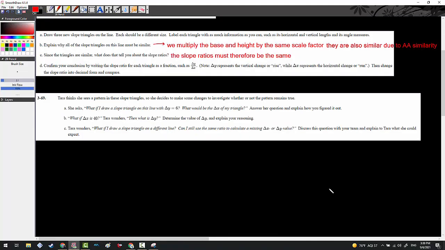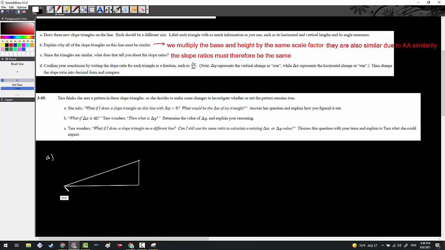All right, coming back to 3-69 here, it says Tara thinks she sees a pattern in these slope triangles and decides to investigate whether or not the pattern remains true. So in part A, I'll go and switch colors here to white. In part A, she asks, what if I draw a slope triangle on this line with a delta y of 6? Well, let's take a look at our original slope triangle.